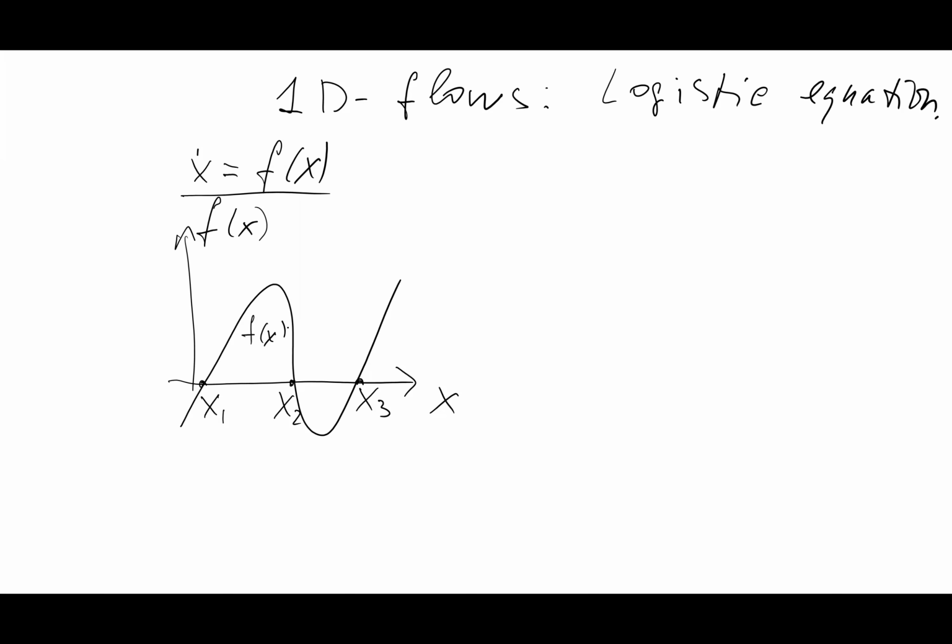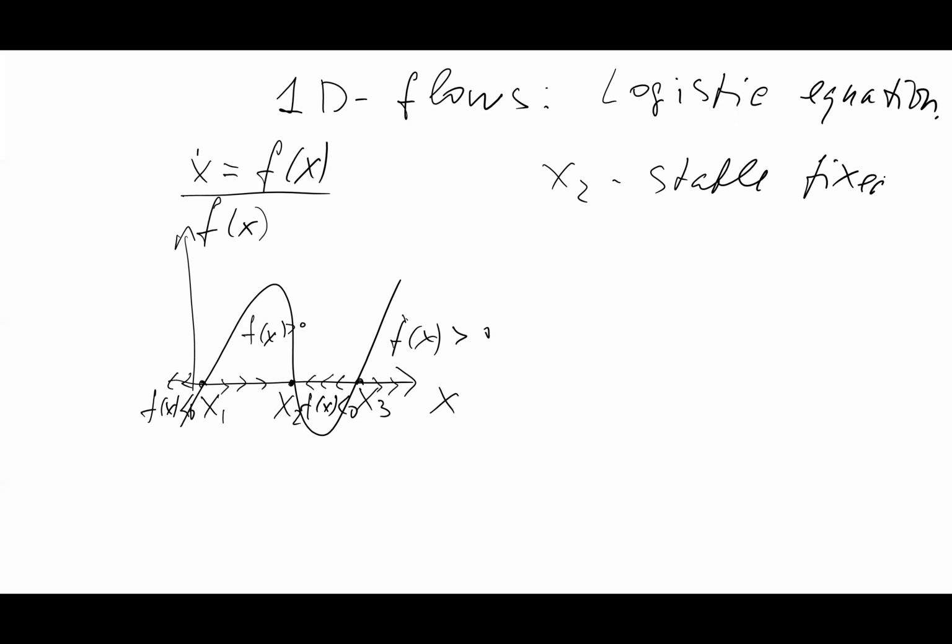So here, for example, f of x is positive, here f of x is negative, here f of x is positive, and here f of x is negative. When it's negative, then x is decreasing over time. When it's positive, x is increasing over time. Therefore, we found that, for example, this x2 is a stable fixed point. And in addition, we can find the domain of attraction of x2.